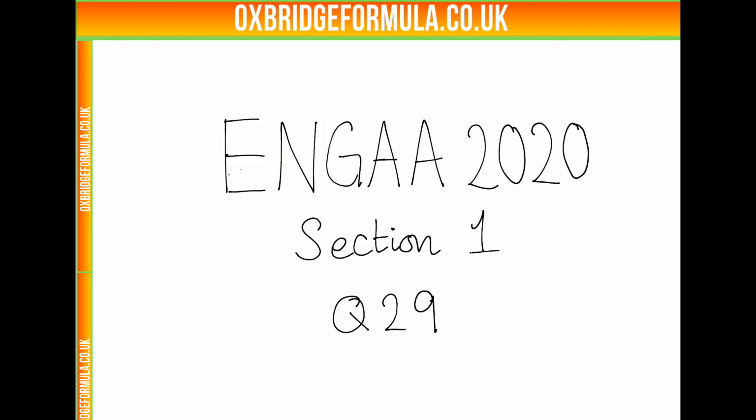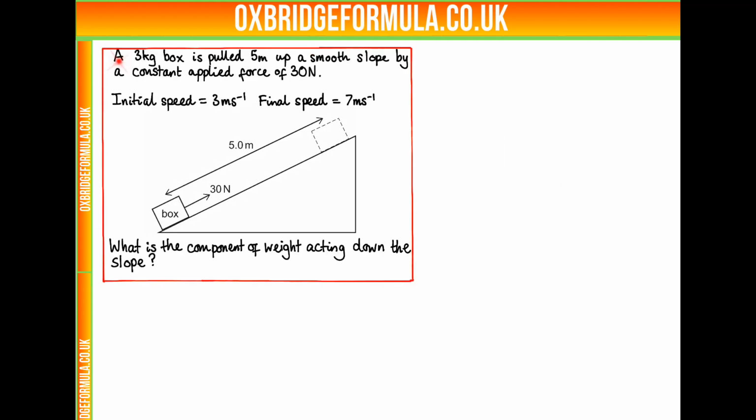This question is taken from the ENGAA 2020 section 1 paper, and it is question 29. So we read, a 3 kilogram box is pulled 5 meters up a smooth slope by a constant applied force of 30 newtons. The initial speed is 3 meters per second and final speed 7 meters per second.